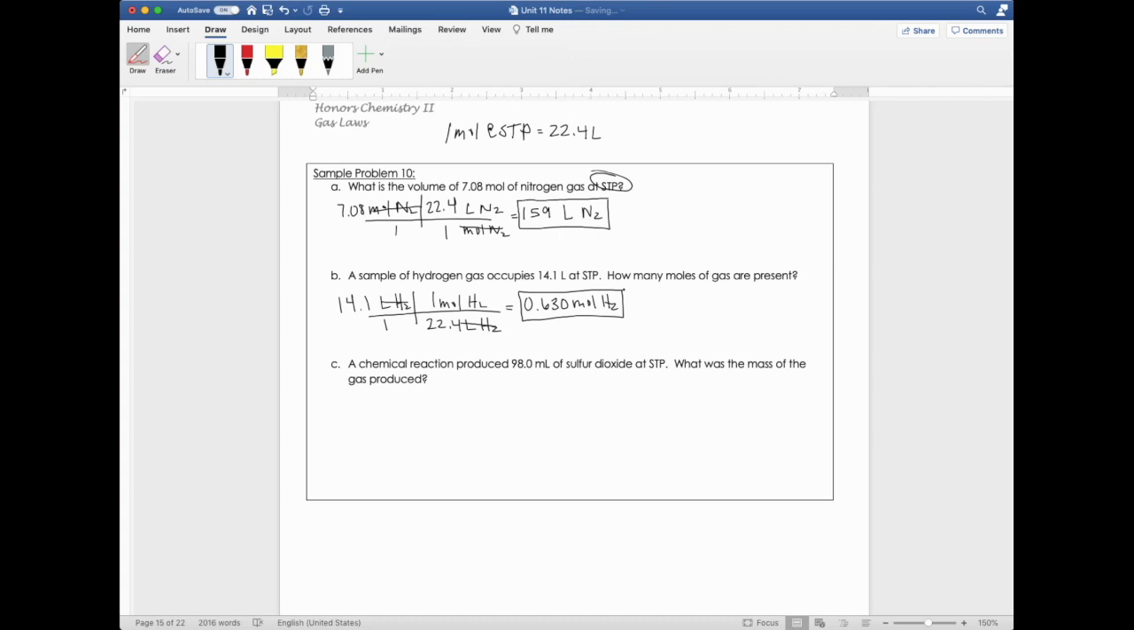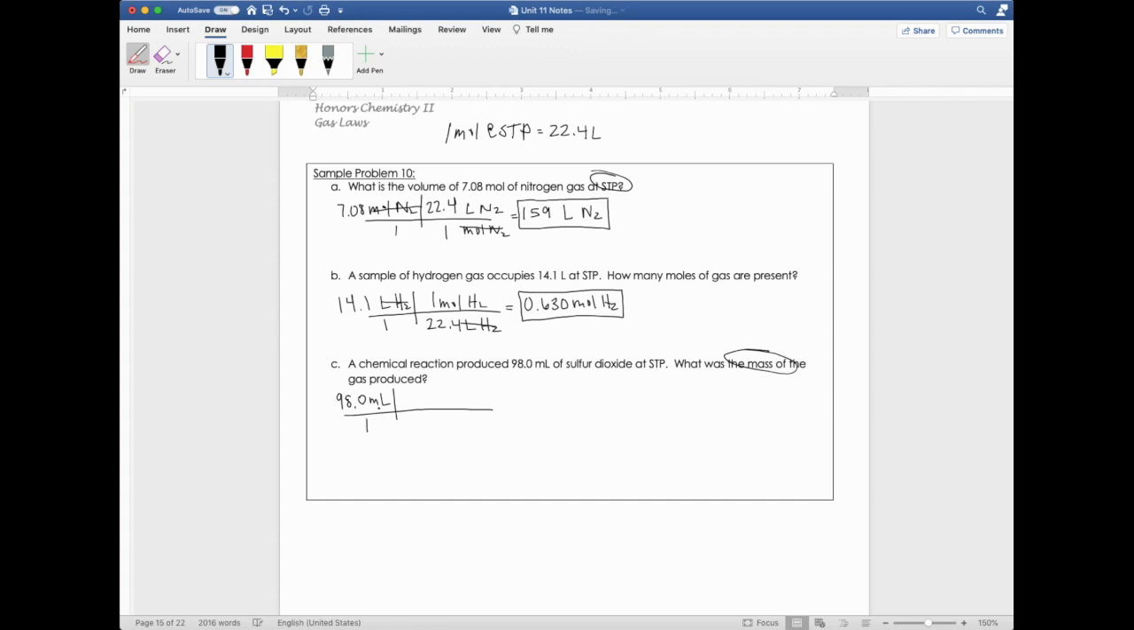Let's go ahead and try C together. So a chemical reaction produced 98 milliliters of sulfur dioxide at STP. What was the mass of the gas produced? So I'm going from the volume in milliliters to the mass of the gas. Of course, what relates everything to everything else in chemistry is the number of moles. So let's convert that 98 milliliters to moles. And I can use 22.4 for that because it's at STP. You might be wondering, what happens if it's not at STP? Oh, don't you worry. We're going to talk about that later. Not in this video, in a different video.